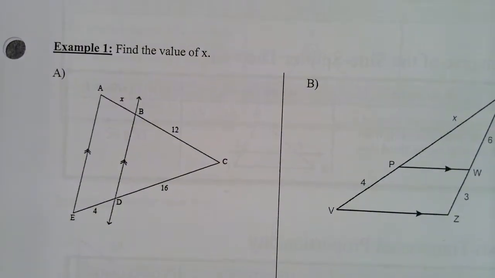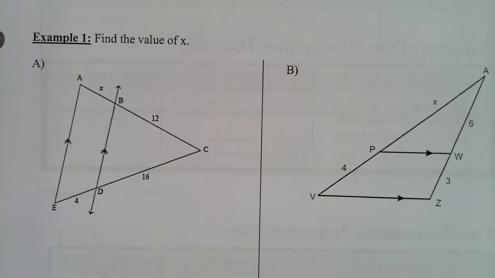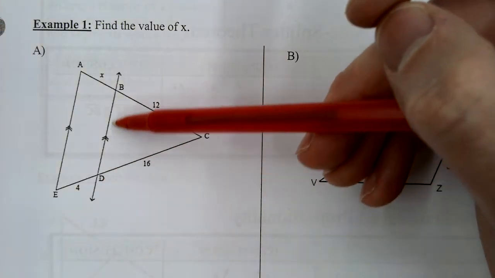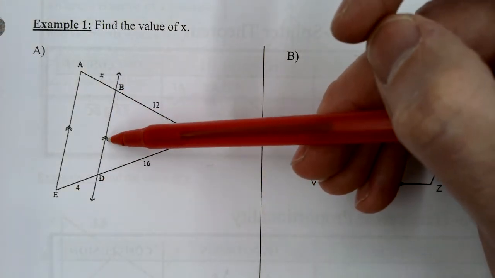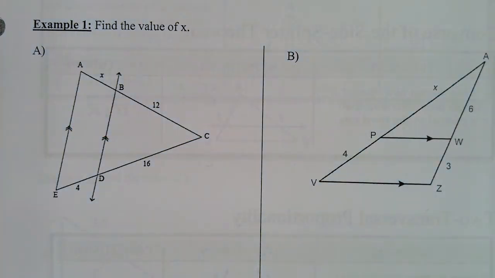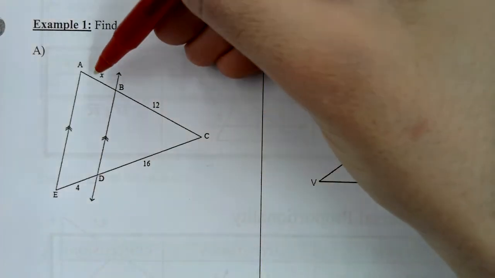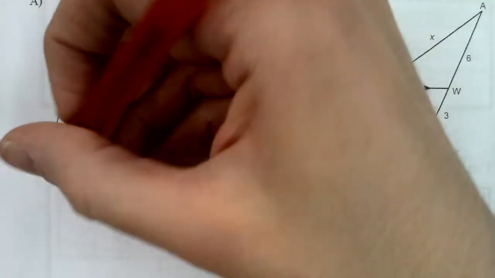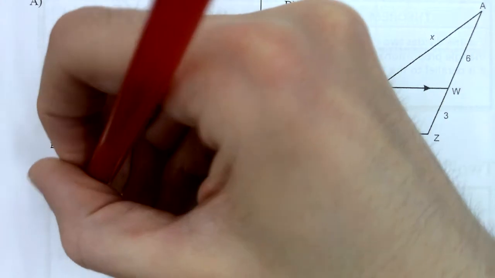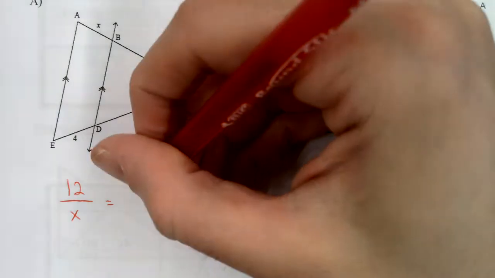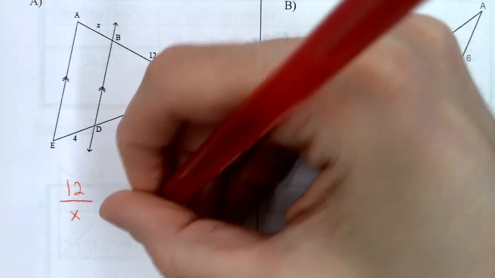So example 1, A and B, find the value of X. So as you can see in example 1A, we have this line BD. It's labeled as being parallel to AE. Okay? So we're going to use the side splitter theorem. I'm going to say 12 over X equals 16 over 4. In the past, you would have to do 12 over 12 plus X equals 16 over 20. But now we can use this little shortcut for this problem.